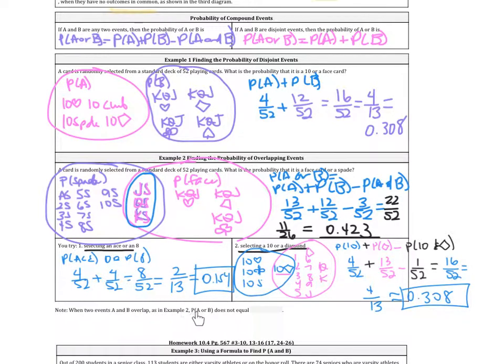So what you want to remember is that when two events A and B overlap, as in example 2, the probability of A or B does not equal the probability of A plus the probability of B. Okay, so just remember you have to subtract out what's overlapping.